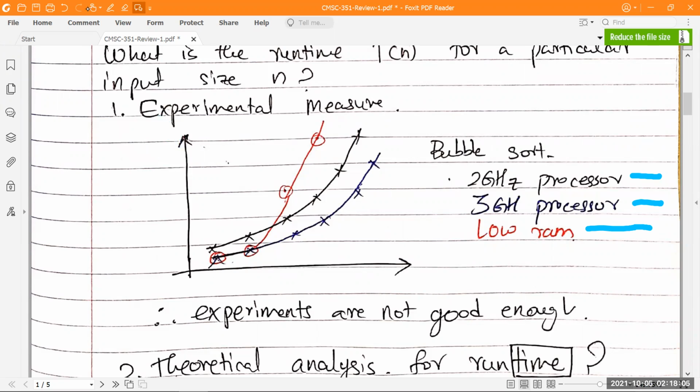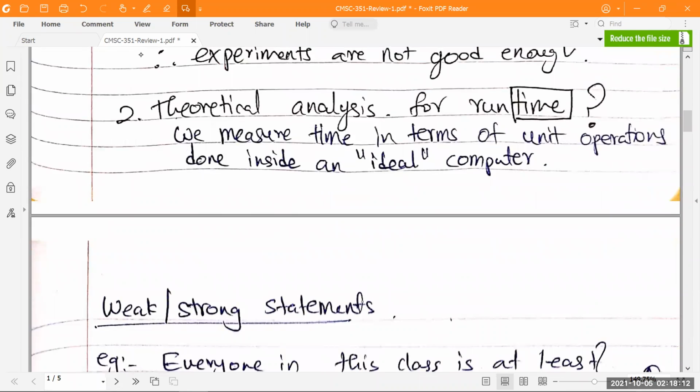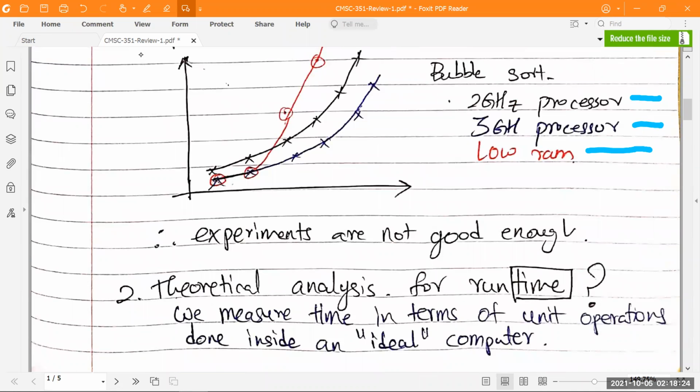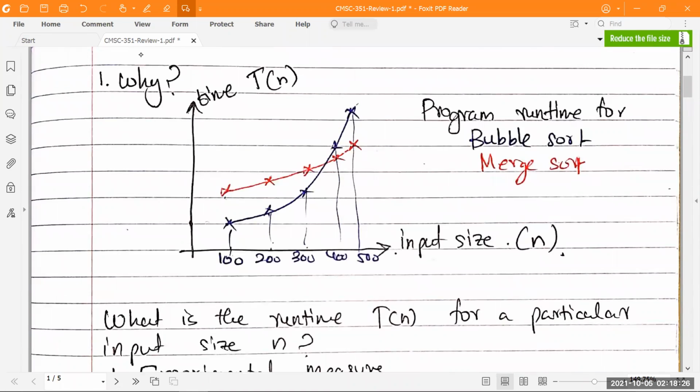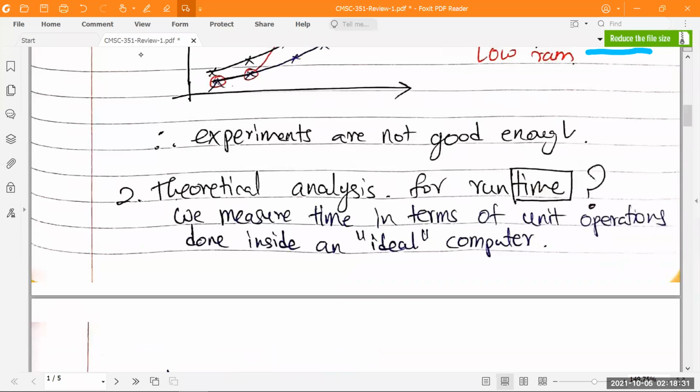That is where the problem begins, and how are we going to solve it? For that, we have theoretical analysis for the runtime. But the problem with using the word runtime is whether we are actually measuring time in seconds. Since we did these two graphs experimentally, we can always have the y-axis in seconds or milliseconds. But when we do the theoretical analysis, even though we call it runtime, it might not be the time at all times.